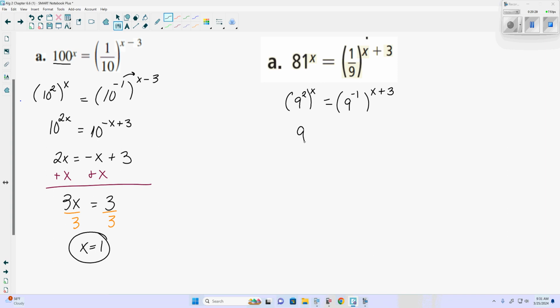Now we can simplify our exponents a little bit, because powers of powers multiply. So we'd have 9 to the 2x is equal to 9 to the negative x minus 3, yes. I was just going off the previous one. And if the bases are the same, the exponents have to be the same as well.